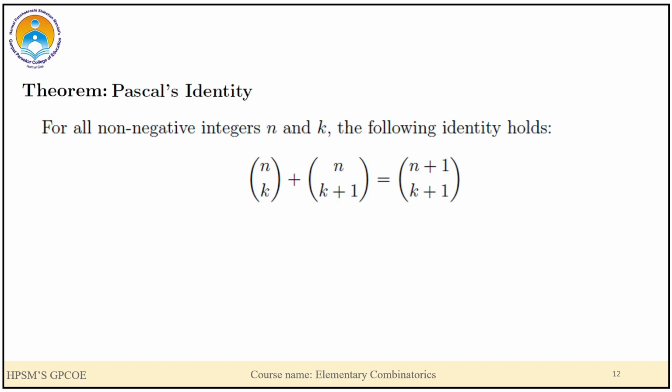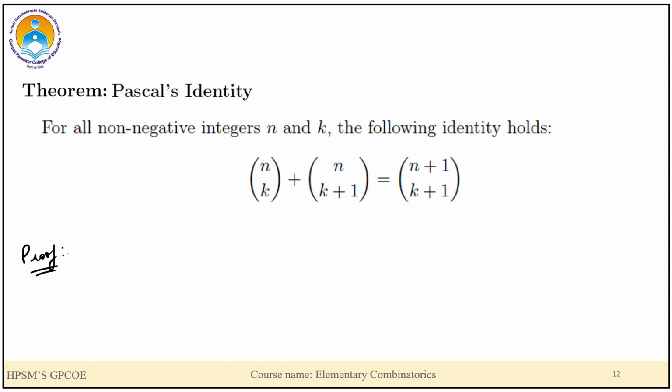Let us move on to the last proof in this module. It's called Pascal's identity. The identity says that for all non-negative integers n and k, the following identity holds: nCk plus nC(k+1) equals (n+1)C(k+1). The proof of this is very interesting. It's simple as well. A very nice, lovely combinatorial argument.